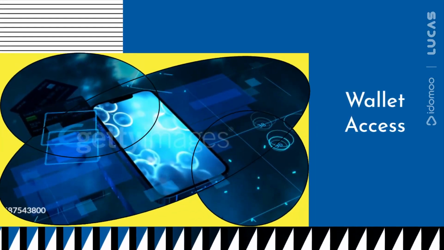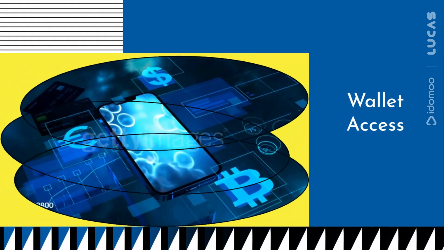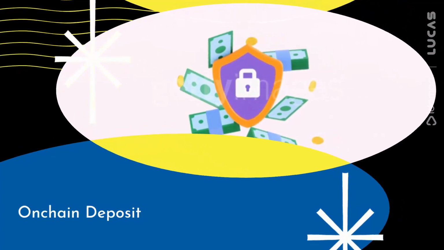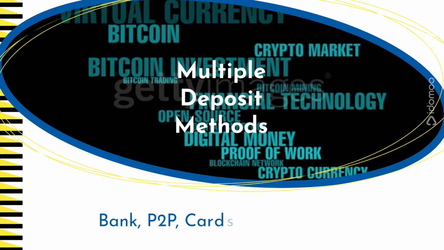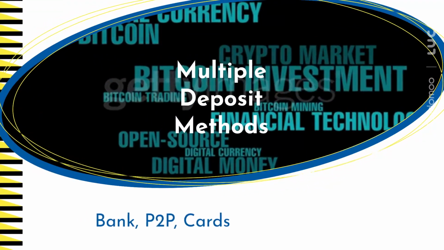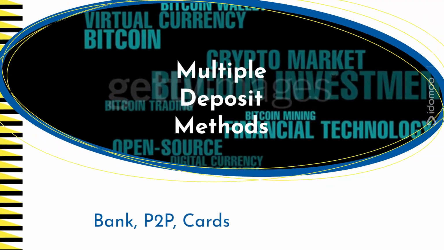First, let's access the Wallet section on Gate.io. This is where you'll manage all your deposits and withdrawals. Now, let's walk through the step-by-step process for depositing funds using the on-chain deposit option. Gate.io offers various deposit methods, including bank transfers, P2P, and debit or credit cards. Choose what works best for you.